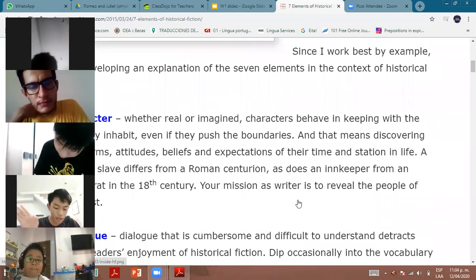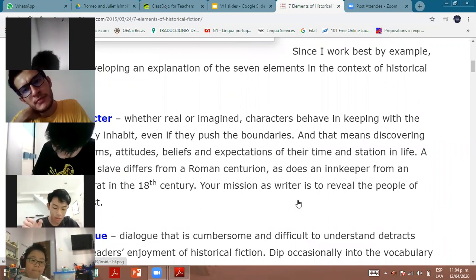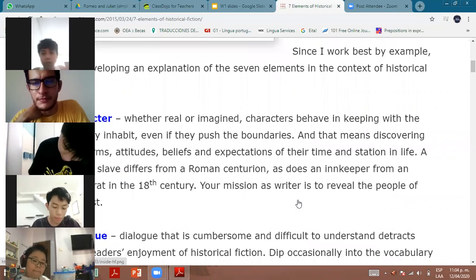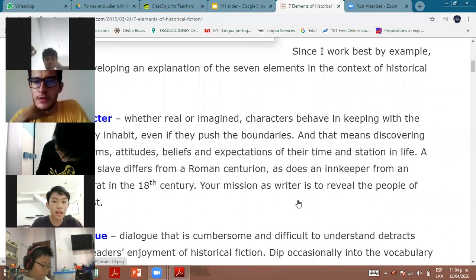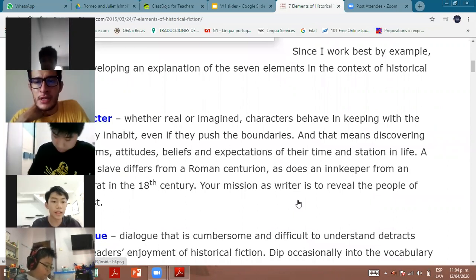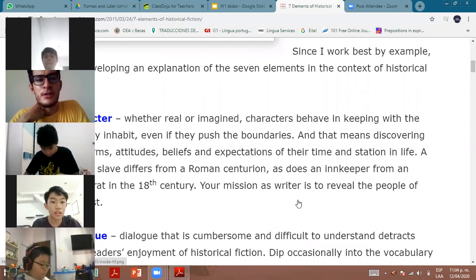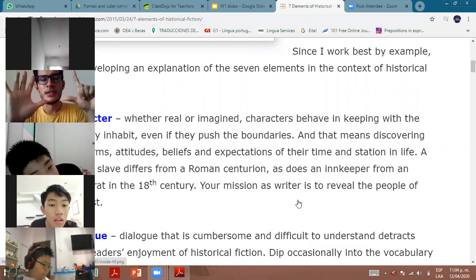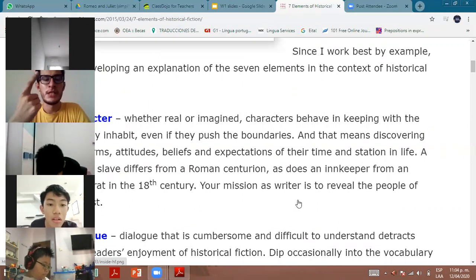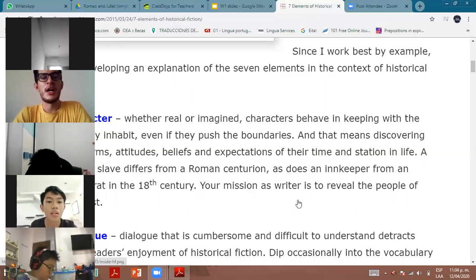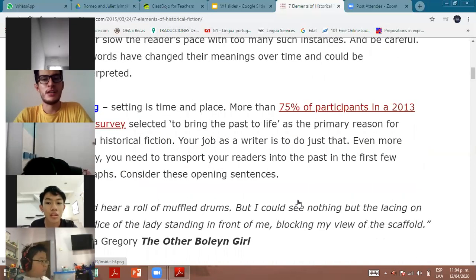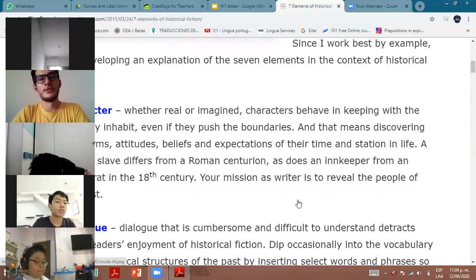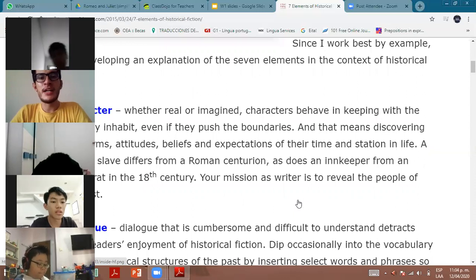After choosing the favorite out of seven elements, we explain it, like dialogue, like that. You are going to write the definition of just one. You don't need to write the definition of the seven, just one. You decide. It could be characters, dialogue, setting. You just choose one. Okay? I'm going to explain seven, but you choose one. So let's begin with the characters.